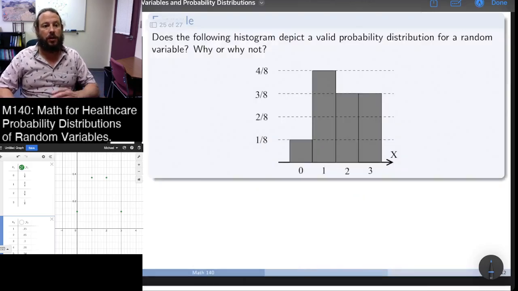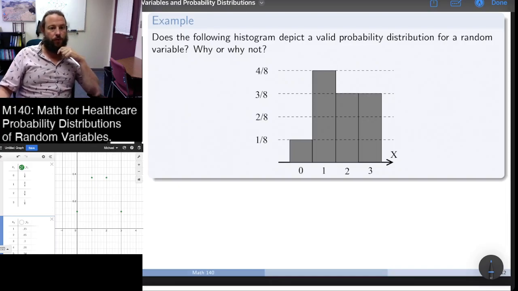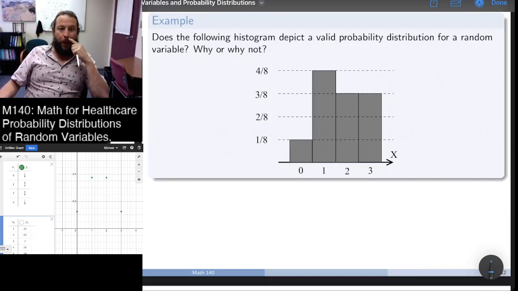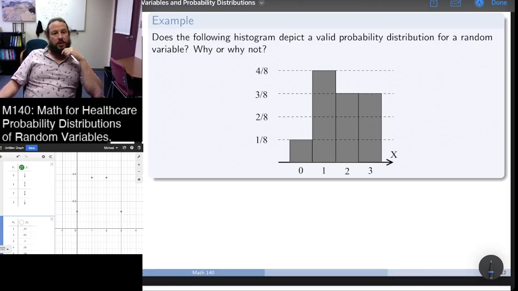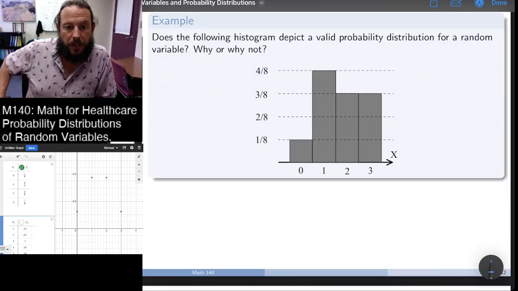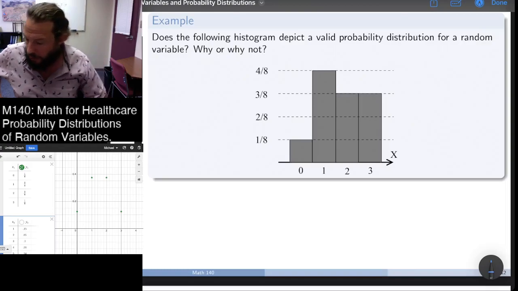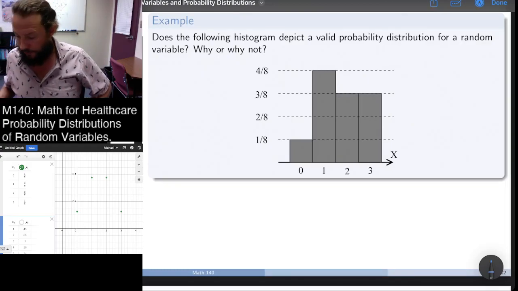Okay, so let's see here. How about this example? Does the following histogram depict a valid probability distribution for a random variable? Why or why not? Hit pause and go ahead, and you should be able to answer this on your own at this point in time. Now, are all the probabilities between 0 and 1? Yes, that is true.